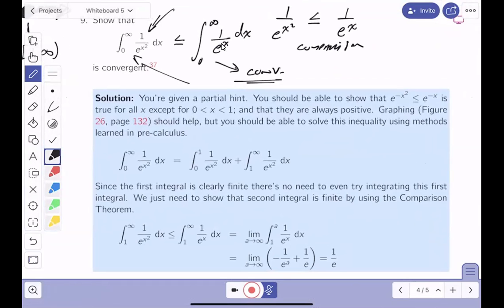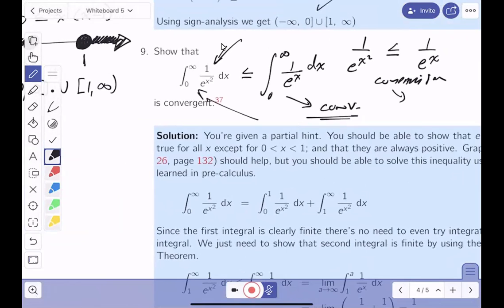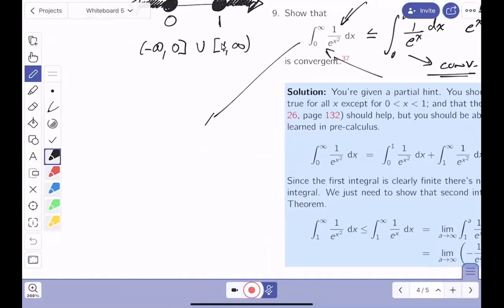Oh, I made a mistake. And I want to point out the mistake was, and this is unfortunate, and I want to communicate that to you. I made a mistake. This is true, not on that entire interval. It's only true from 1 out to infinity. So I'm sorry, I have to rewrite that, and I apologize.